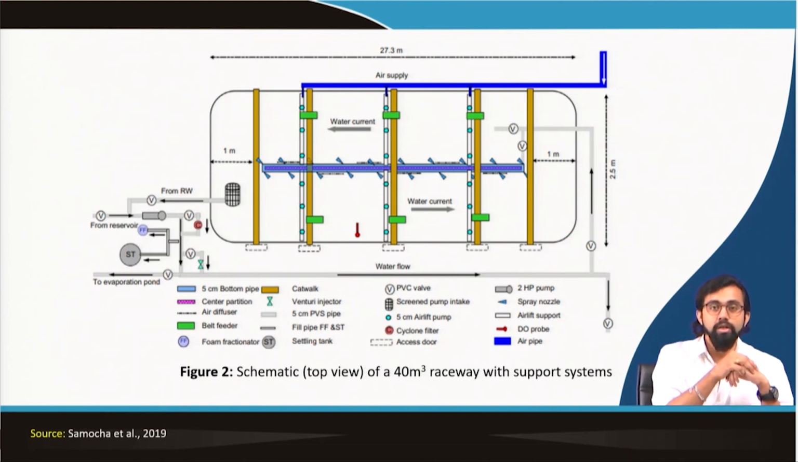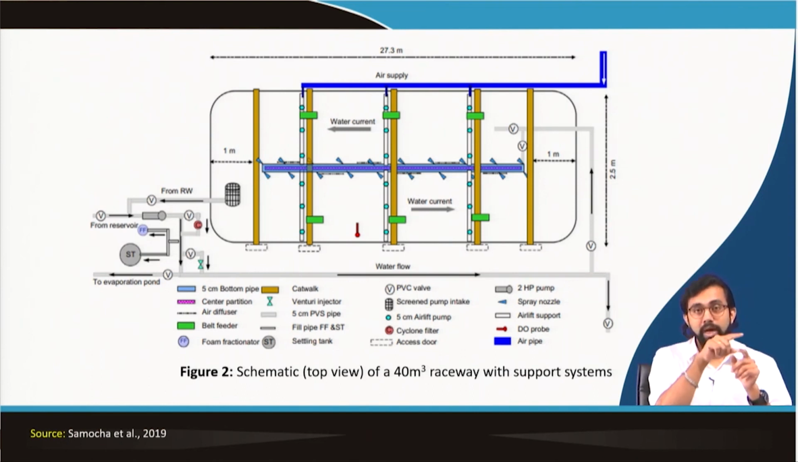which are continuous systems. You can see this arrow sign, which is like the spray nozzles. From the middle, the spray nozzles are there, and the aeration is provided, the air diffusers are there. So these air diffusers are providing the aeration to the system. You can see the pipeline, the gray line.